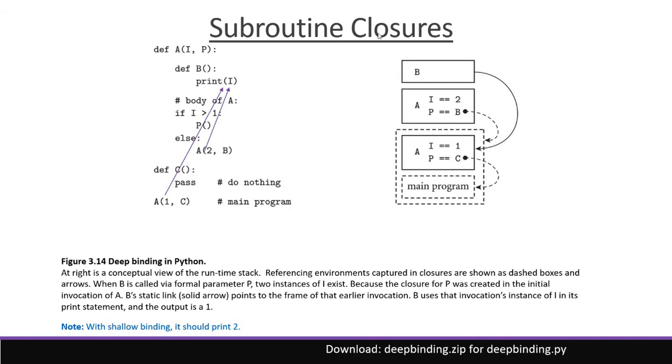Deep binding means that when you have more than one binding, you get the one that actually is deeper, okay? Shallow binding would be the closer one. So let's look at this Python code. Here we have a definition of a function with parameters I and P, and there's an inner function called B function, and there's a C function. So we call A1C, that's the main program. We call A1C, so we pass 1 and C to here.